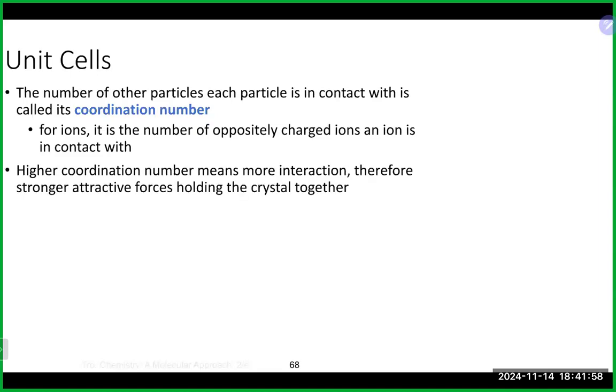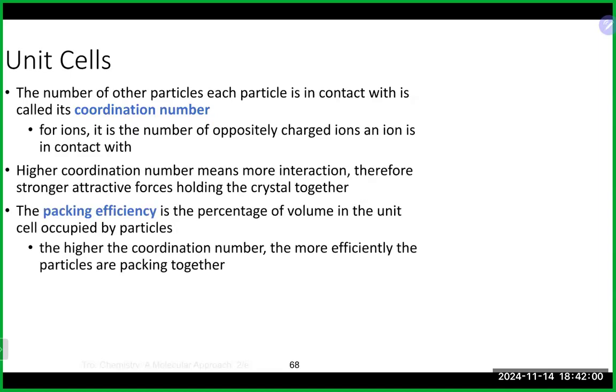So let's talk a little bit about these unit cells. The number of particles that come in contact with one another is what is referred to as a coordination number. And the higher the coordination number, that means there's more interactions between the different atoms, and there's a stronger attractive force, and that crystal is going to be held tighter than one where there's less interactions between molecules. We also have what is sometimes referred to as packing efficiency, and that is the percentage of how well all those molecules can occupy the same space.